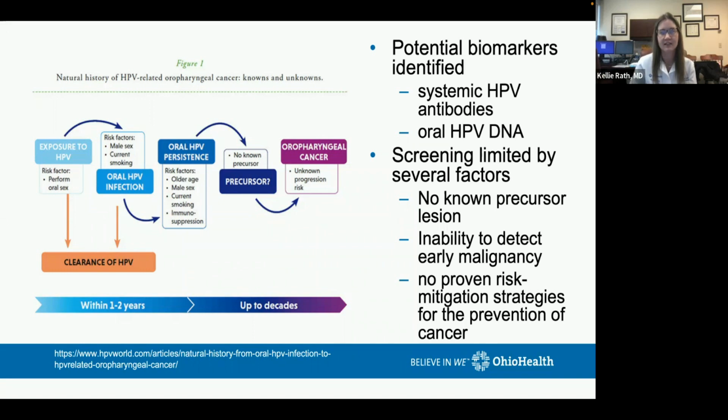We've detected systemic antibodies on testing, as well as we've been able to detect oral HPV DNA. But again, screening is limited by lack of a known precursor and this inability to detect an early malignancy, and there aren't any mitigation strategies. And so lots of people are working on this. We kind of have a natural history, but there are still some questions.